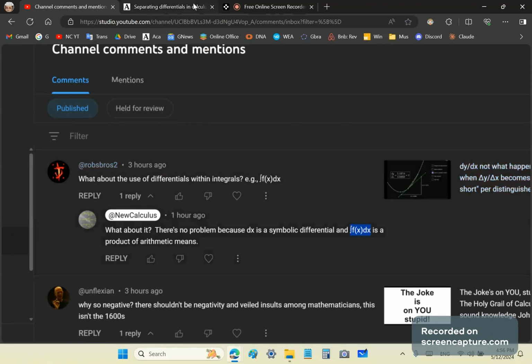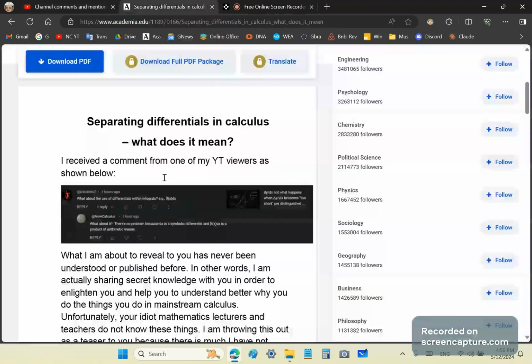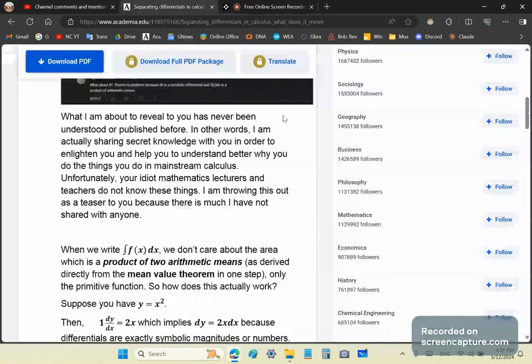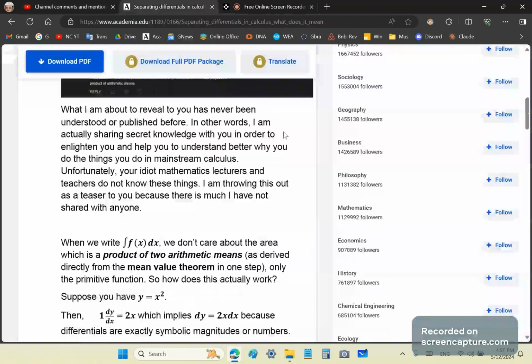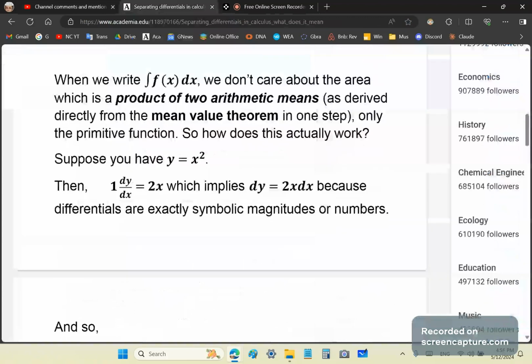So I'm going to show you now that separating differentials in calculus means something. But what does it mean? And can you use them like numbers is the question. So when we write integral of f(x) with respect to dx, we don't care about the area, which is a product of two arithmetic means as derived directly from the mean value theorem in one step. We only care about the primitive function, okay?